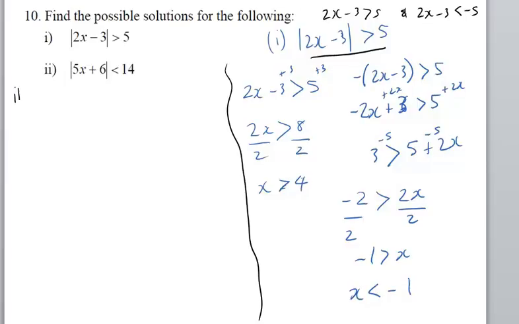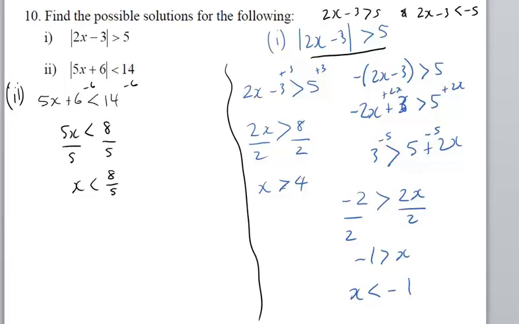So if we look at question 2 here, our absolute value of 5x plus 6, if we look at our positive case, we've got 5x plus 6 is less than 14. If we follow this through, we minus 6, minus 6. 5x is therefore less than 8. We divide by 5, divide by 5. X is less than 8 on 5.